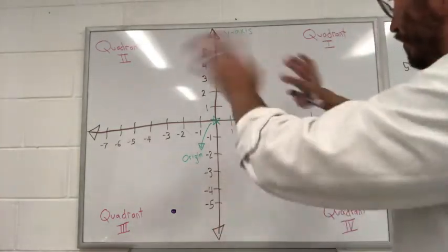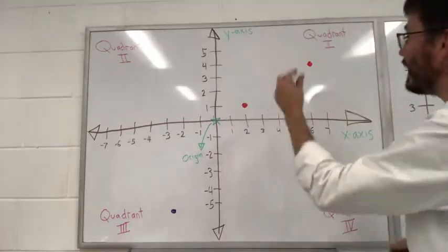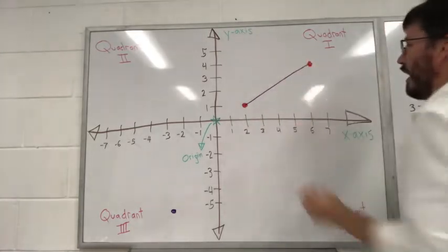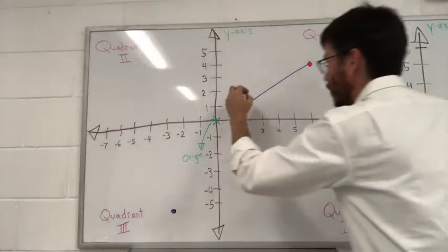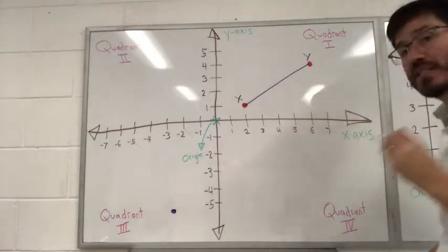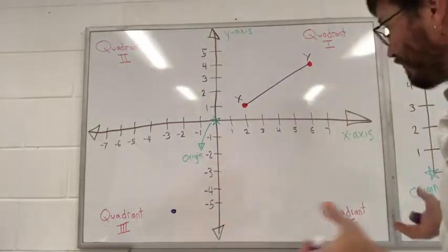This is no different than before, but I've already graphed it for you. We're going to find the distance between them, meaning if I draw a line from here to here and I want to know how far it is, let's just get these points names. Let's call this X and Y. So how far is X from Y? It's a great question. How far is X from Y?